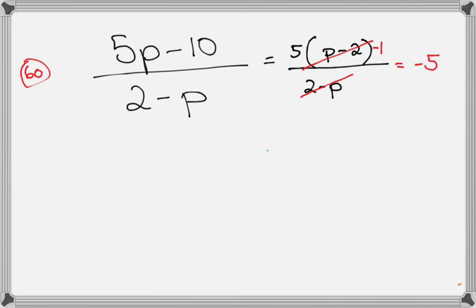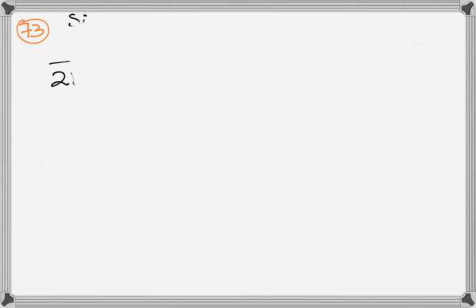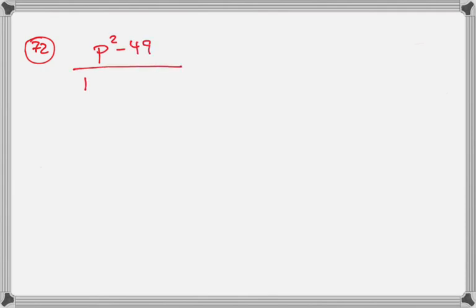What else do we have here? Let's see. No, I don't want to do this one. I just saw one. How about number 72? 72 is p squared minus 49 over 14 minus 2p. And time is almost up. I want to multiply. P squared minus 49. How can we factor that?